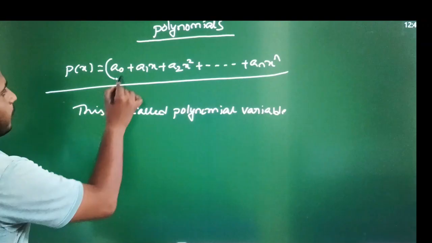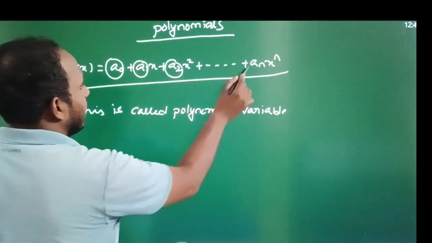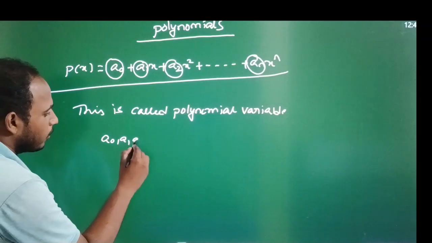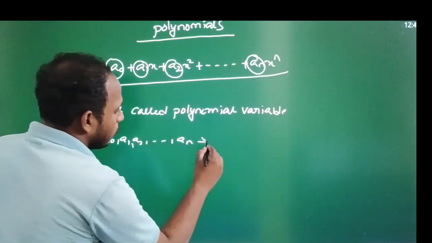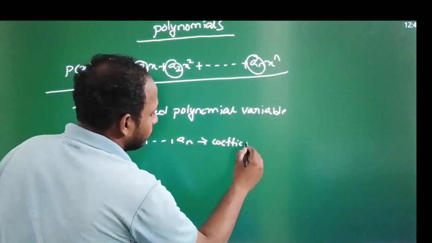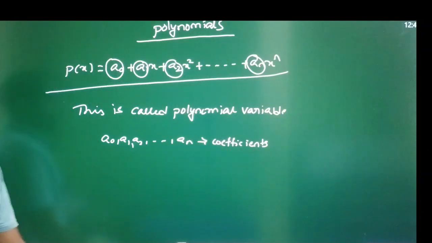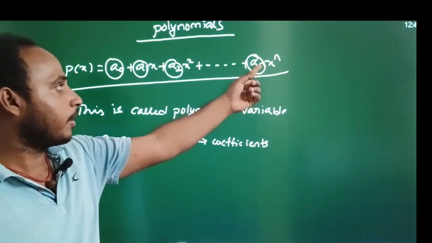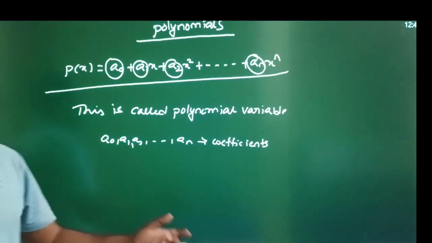The numerical terms a0, a1, a2, up to so on an are called the coefficients. They are called numerical coefficients. Here the coefficient of x is a1, the coefficient of x square is a2, and the coefficient of x power n is an. Now degree.